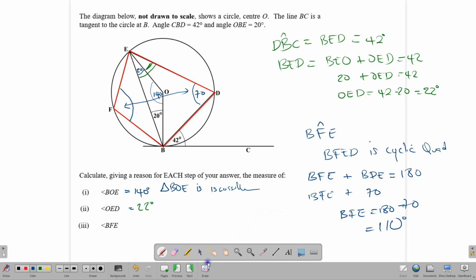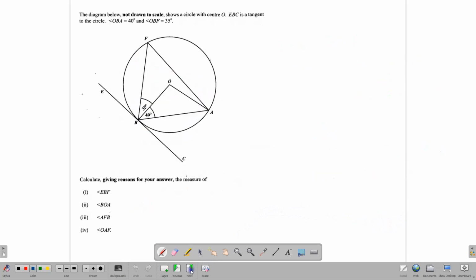Okay. Next one. And here we have a diagram. Nice again. We have a tangent again, which means that we're going to have the angle between the tangent and the chord.